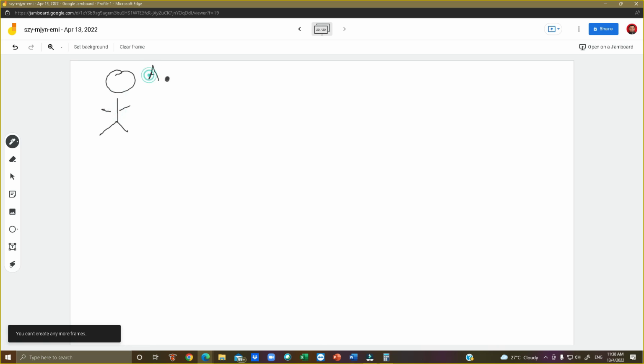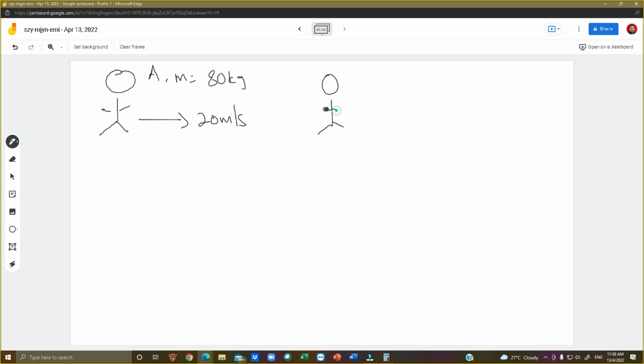Mamat A, mass is 80 kg. Move at 20 meter per second. Laju ni. And Mamat B, mass is 50 kg. Move at 30 meter per second. Berlanggar. Berlipat.